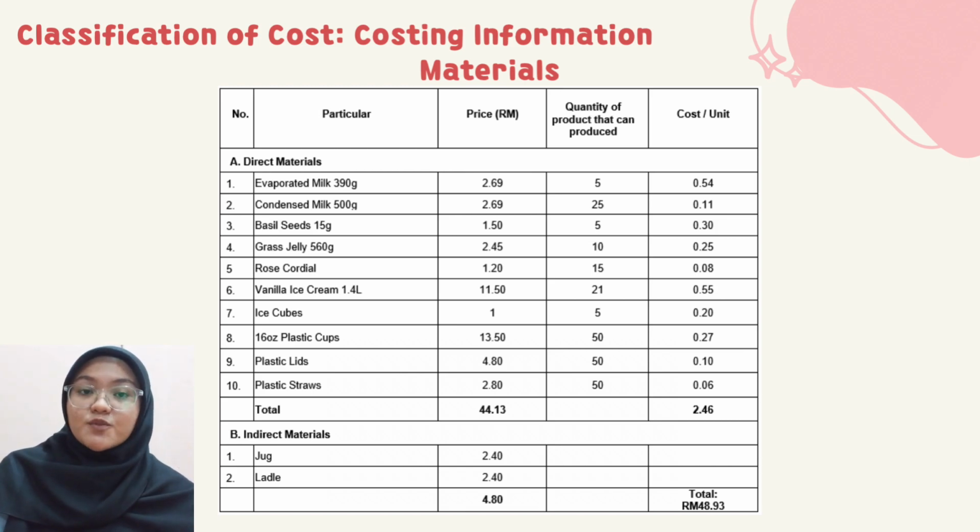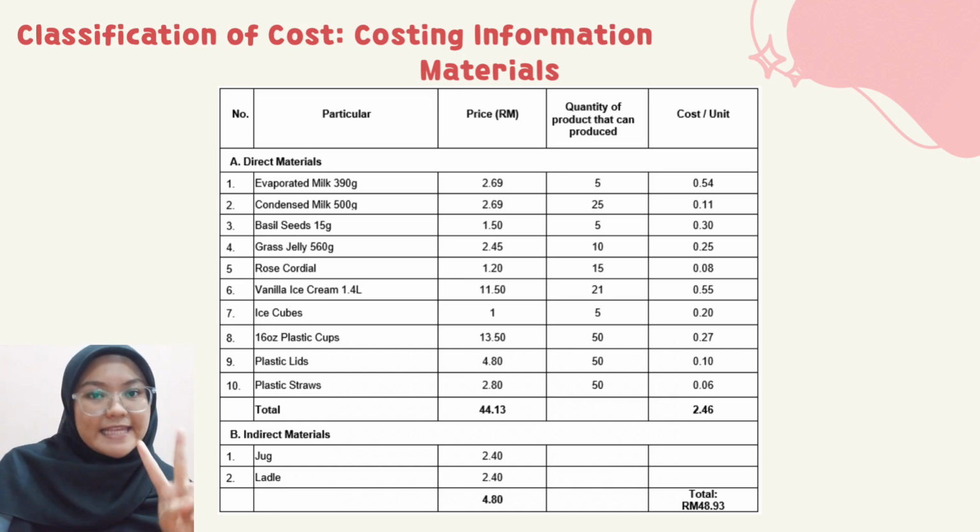The next one is rose cordial, 100 milliliters. The price is 1 ringgit and 20 cents. The units that can be produced is 15 units, so the cost per unit is 8 cents. Next is ice cubes. The price is 1 ringgit and the units that can be produced is 5 units. So the cost per unit is 20 cents.